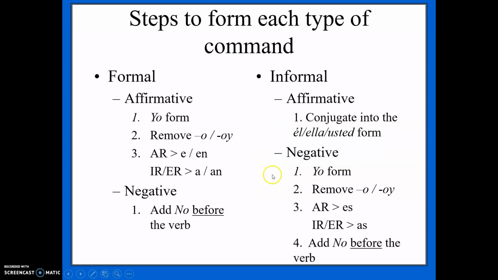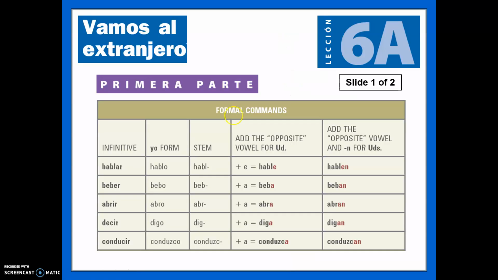In order to form the negative, you follow a pattern similar to the affirmative formal. You start in the yo form, you remove the o or oy ending. If it's AR, you change it to ES because it's the tú form. If it's IR or ER, you add AS as well for the tú form. And then since it is negative, you have to add no before the verb, just like for the negative formal commands. Okay, and we've been doing this in class. I think you guys have gotten pretty good at forming the commands. And in this part, it really just goes over what are the steps, but in a different form.